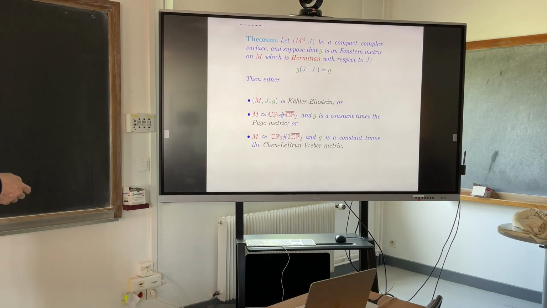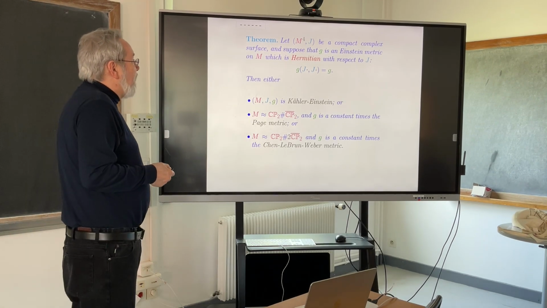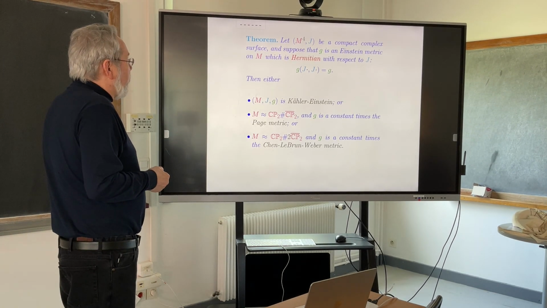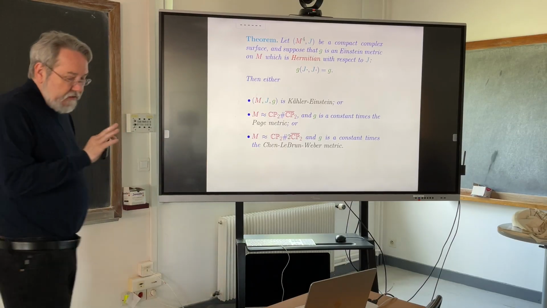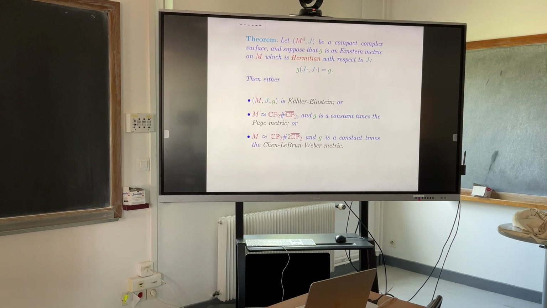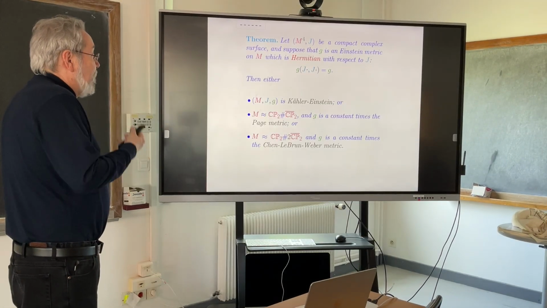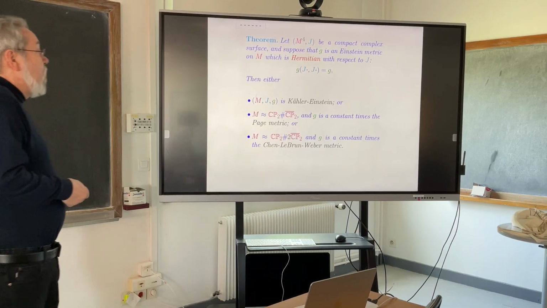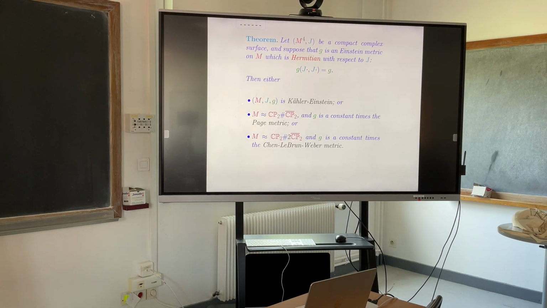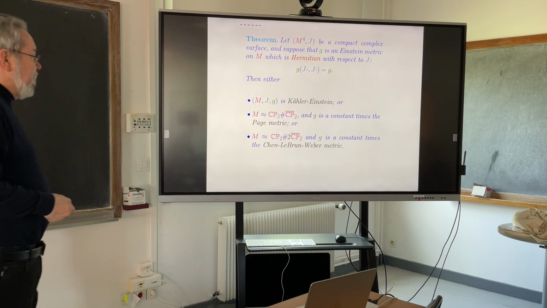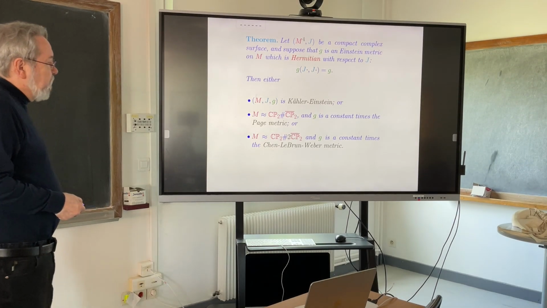And eventually one proves the following theorem. Suppose that you have a compact complex surface, and suppose that you have an Einstein metric on it which is Hermitian with respect to J. The lemma is that it actually has to be conformally Kähler, and then you can work back and detail what the possibilities are. One most obvious, classical possibility is that you're actually looking at a Kähler-Einstein metric. There are only 2 exceptions. One is Page's metric on CP2 blown up at 1 point, or the metric that I discovered with Chen and Weber on CP2 blown up at 2 points.